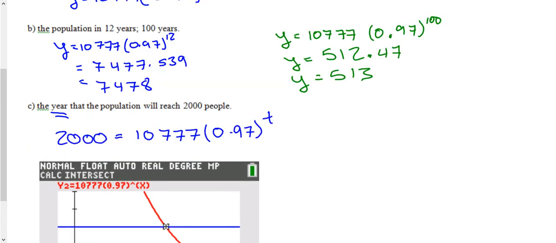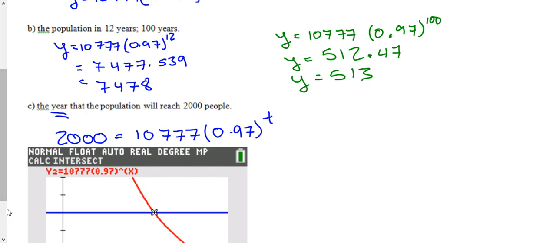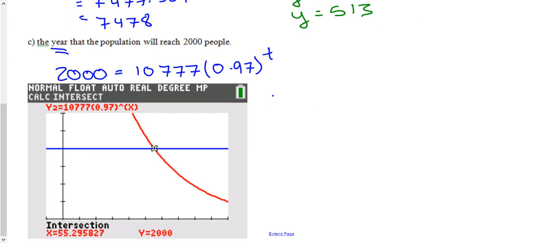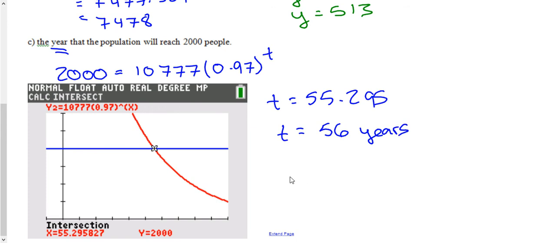So in this question here, we got t equals, or basically x equals right now 55.295. So the time that it's going to take is about 56 years. But this question is asking in what year, so we're going to go 2012 plus the 56 years after, and in the year 2068, that's when our population is going to hit 2,000.